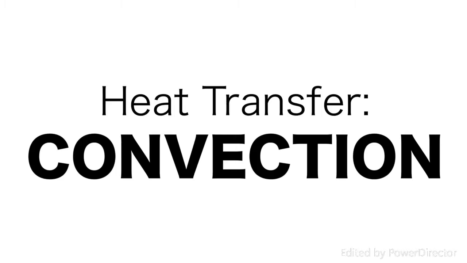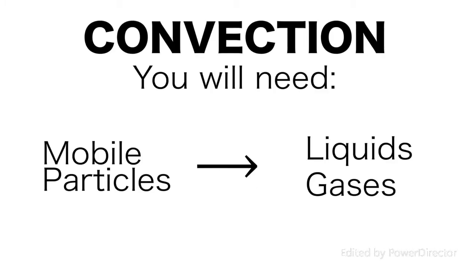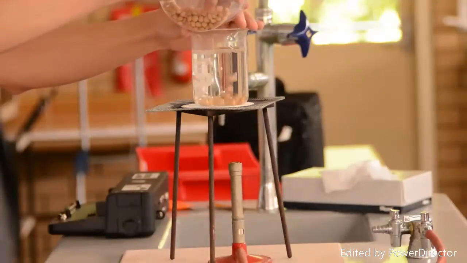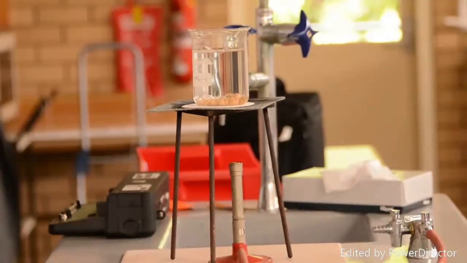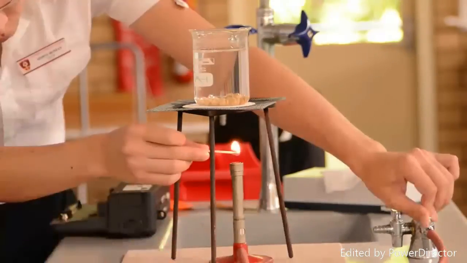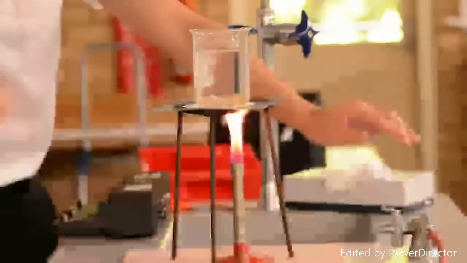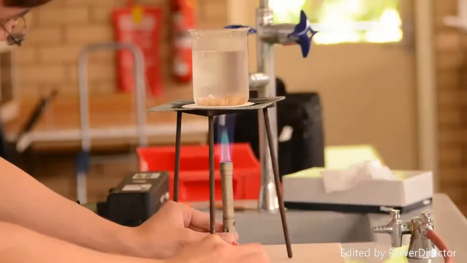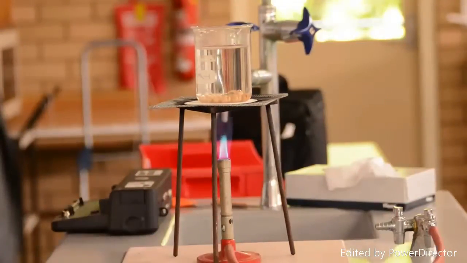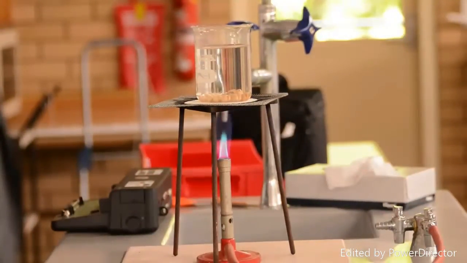Look at convection as a form of heat transfer. To do convection, you will need the following. You need some mobile particles, so this will be things like liquids and gases. If you don't have any mobile particles, then you can't do convection. Here we have some chickpeas in a beaker of water, and we're going to bring it to the boil. By heating it up, we can follow the convection currents in the beaker or the water by watching the movements of the chickpeas. The temperature of the bottom of the beaker, the bottom of the water, is much warmer than the water in the top region of the beaker.